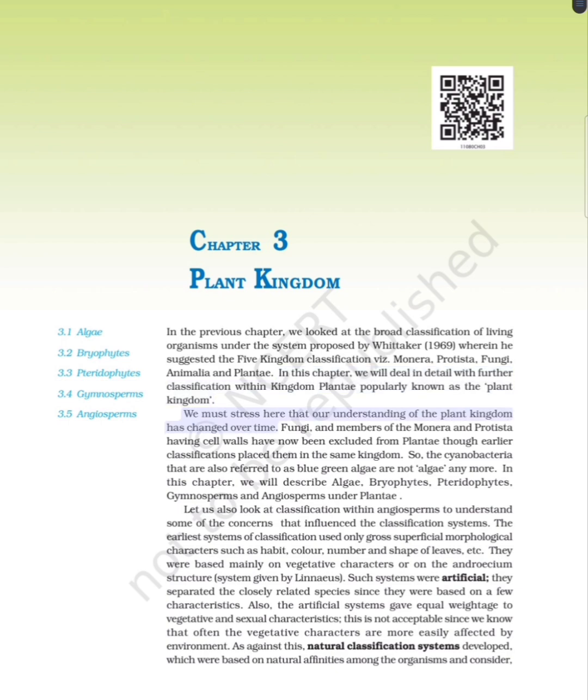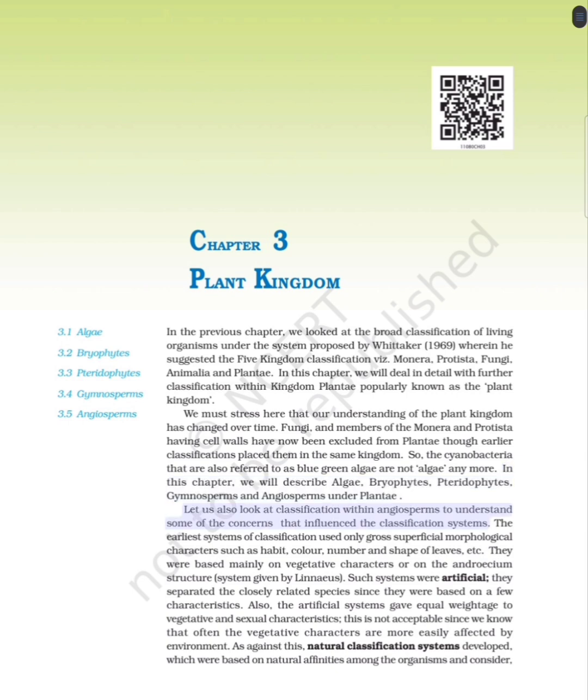We must stress here that our understanding of the plant kingdom has changed over time. Fungi, and members of the Monera and Protista having cell walls have now been excluded from Plantae, though earlier classifications placed them in the same kingdom. So, the cyanobacteria that are also referred to as blue-green algae are not algae anymore. In this chapter, we will describe algae, bryophytes, pteridophytes, gymnosperms and angiosperms under Plantae.